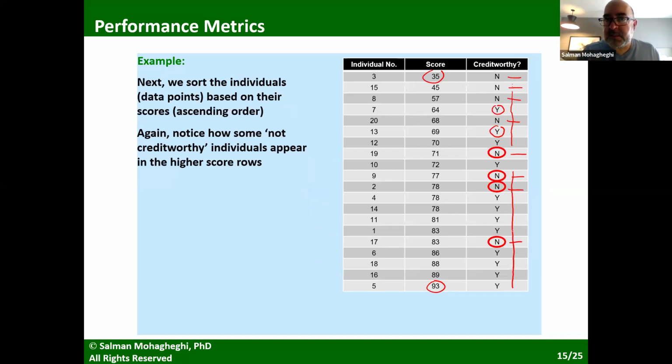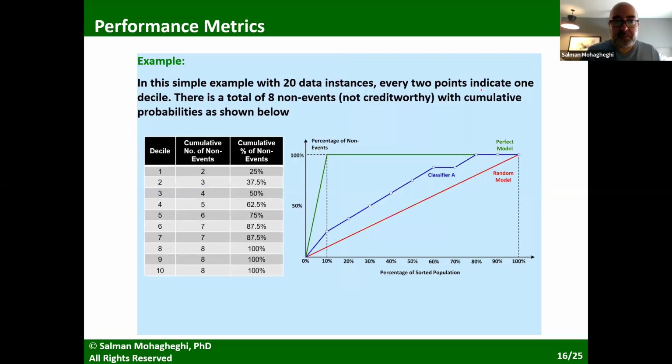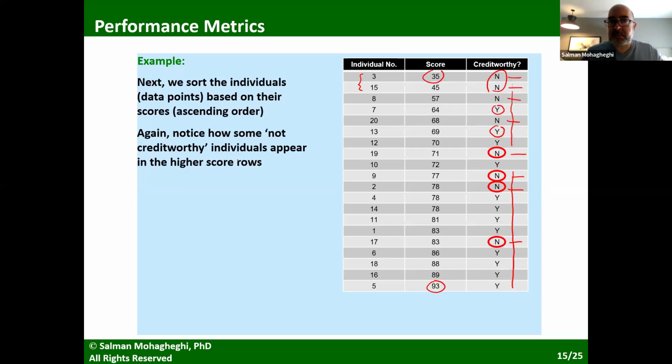Let's take a look at the first decile. In the first decile, which is the first 2 observations, both of them are non-events, which is great. Two out of the total of eight. So 25% of non-events occur in decile one. Let's go to decile two. These four, I would hope that all of them are non-events. So I would hope that four out of eight, 50% of non-events, happen to be in decile number two.